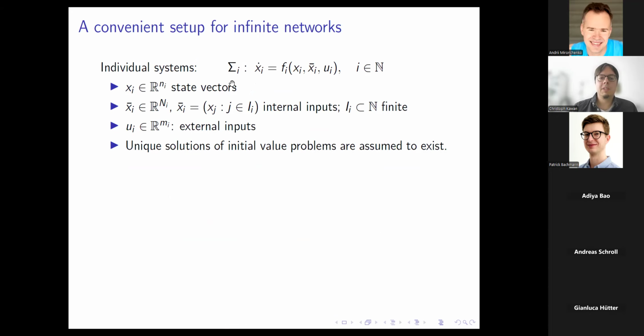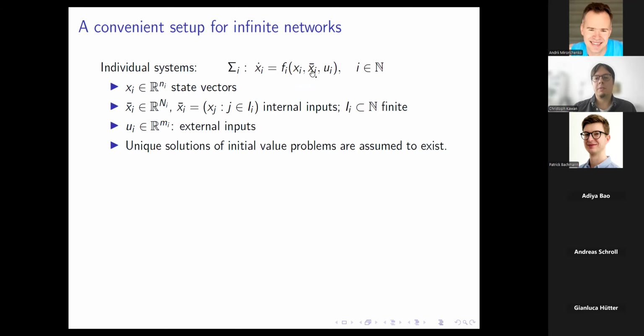Again, we have subsystems or individual systems, which I call sigma_i. Each of them is described by an ODE, very similar to the last slide. Here, the x_i are the state vectors. I'm assuming that everything here is finite dimensional, so x_i lives in some finite dimensional Euclidean space. The dimensions can vary; they don't have to be the same for all the subsystems.